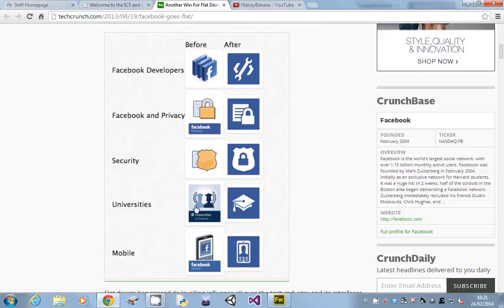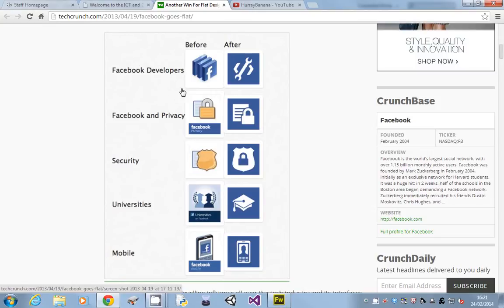The university one's quite interesting as well, because that looks like two people with mortarboards, whereas they've gone with a mortarboard to mean that, and the phone doesn't look like a proper phone anymore. So that's what we mean by flat design.